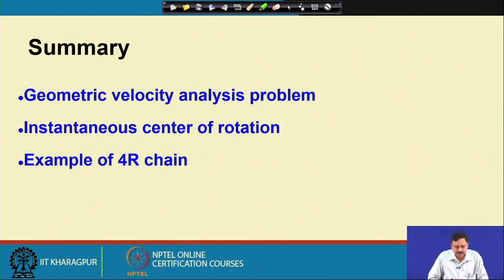So, to summarize, we have looked at the geometric velocity analysis problem based on the instantaneous center of rotation. We have derived the analytical relations between the input output velocity of a 4R chain. So, with that I will conclude this lecture.